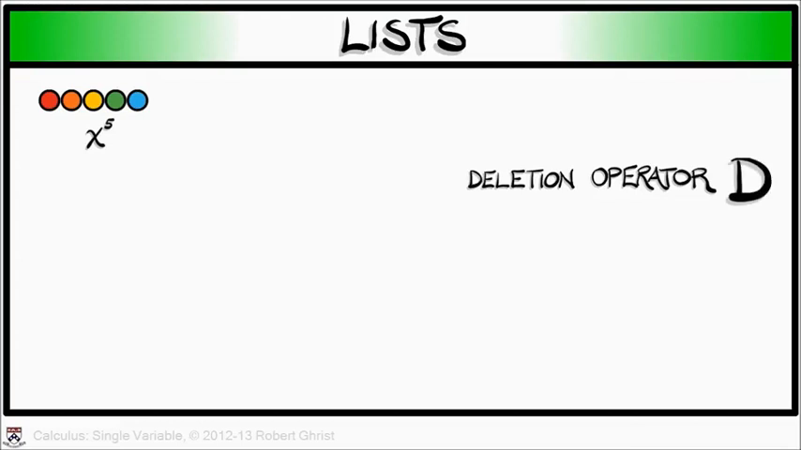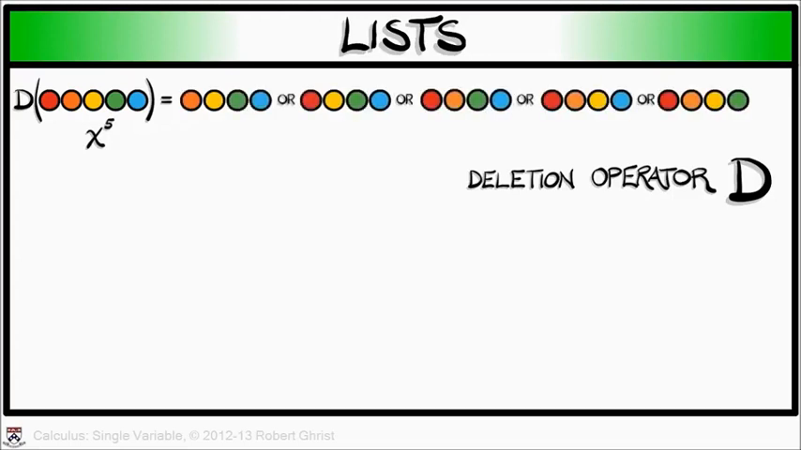Consider the following deletion operator, D, that acts on a list and deletes one of the items. What is D of this 5-item list? Well, you could delete the first item in the list, or you could delete the second item, or the third, or the fourth, or the 5th. Now, each of these is really a list of 4 elements. So we would call it X to the 4th.